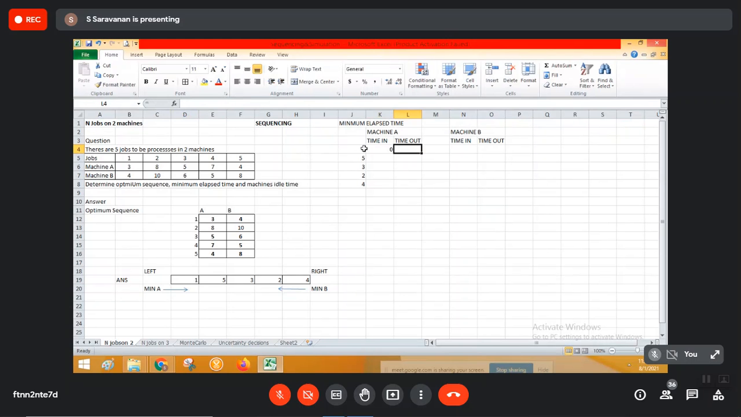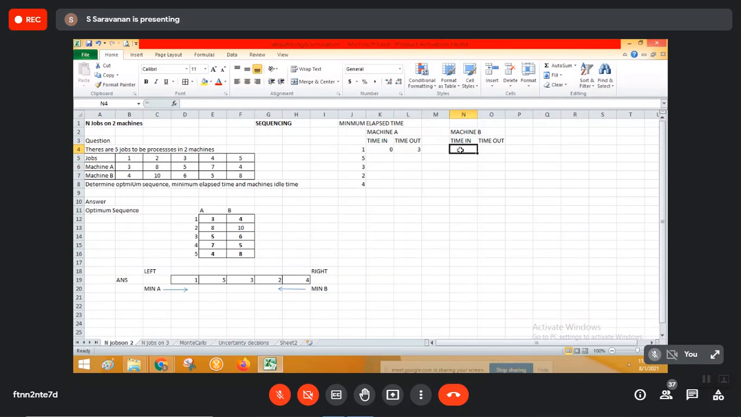How much time will be taken by machine A to process the first job? See here, job 1. Machine, how much time will it take? 3 minutes. Am I right? So when it enters at 0, it will come out at 3. The first one will always be 0. You are entering, so when it comes out, 3 minutes have been taken. So it comes out at 3 minutes.